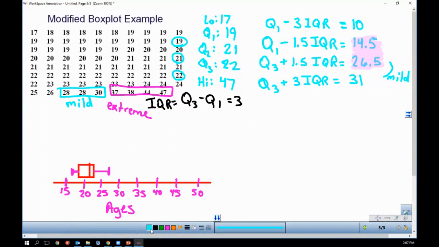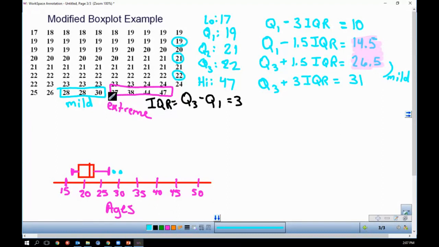Okay, then I have my mild outliers. The mild ones, what kind of circle are they? Shaded. So I'm going to put a dot at 28 and a dot at 30. You don't have to put 2 dots and stack them at 28. Just one's enough. We're just marking location here. So location at 28, location at 30.